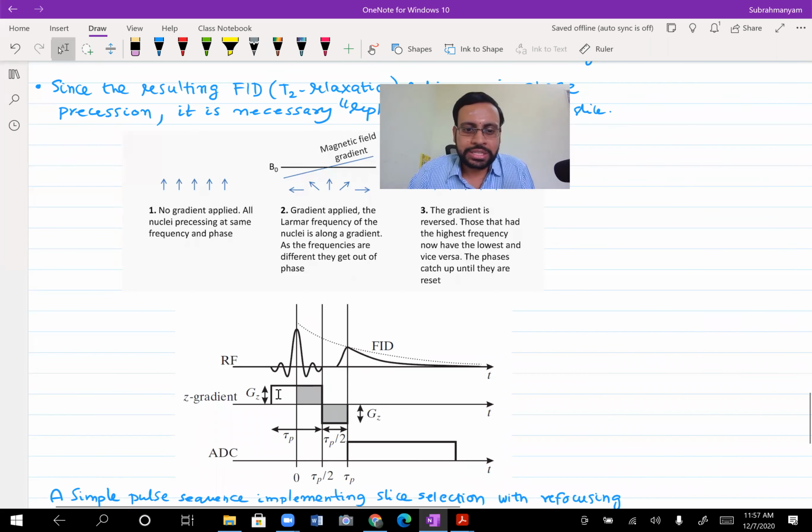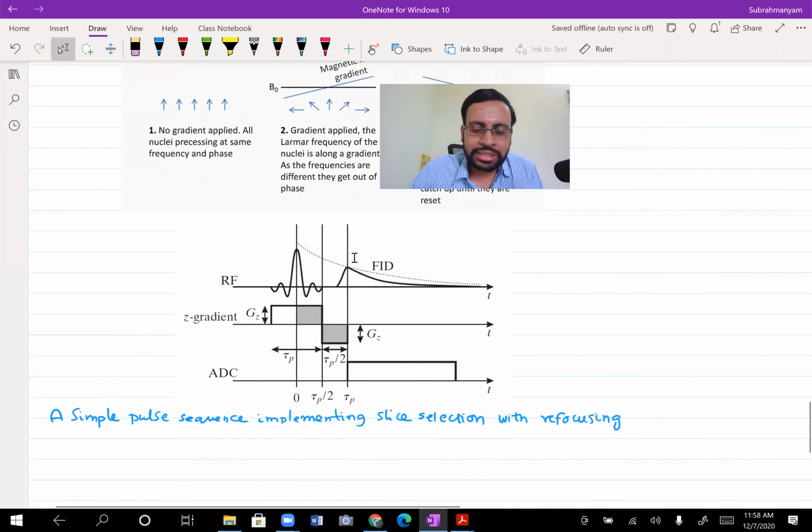Say for example the width of the RF pulse you are applying is tau p. After tau p by 2, you would start it. This area, whatever is there, exactly the reversal of that Gz you need to apply for this time duration. So tau p by 2, if it is Gz here, you will apply minus Gz here. That would now bring everything within that slice into phase, and see here, this is the received signal. This is what you are transmitting.